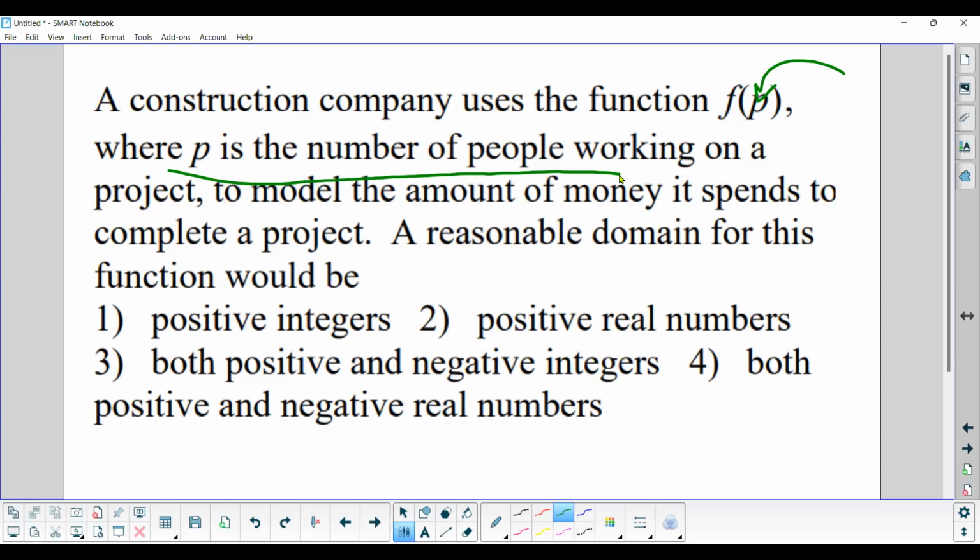Is the number of people negative? No, right? So that's where you start your logic pattern. It can't be negative, can't be negative. So these are out. So we know we've got to have a positive person. The question is, can you have partial people? No, you can't have partial people. So that's why the answer is 1 here.